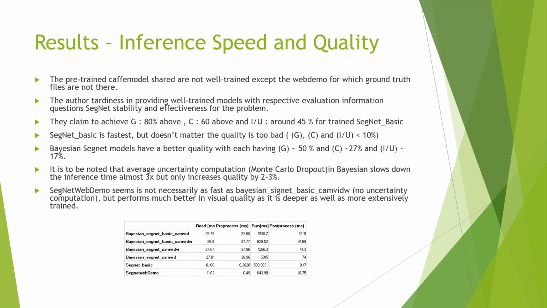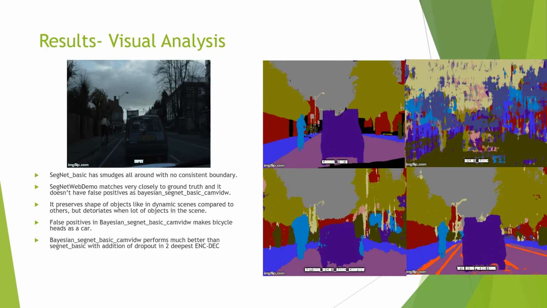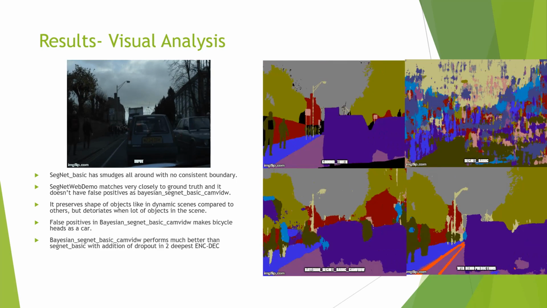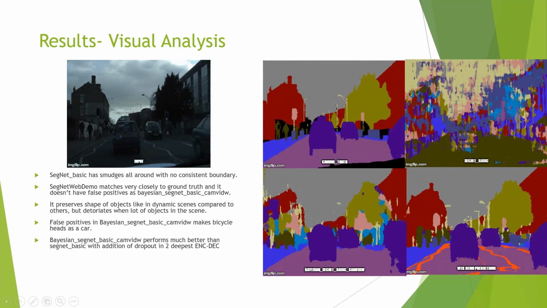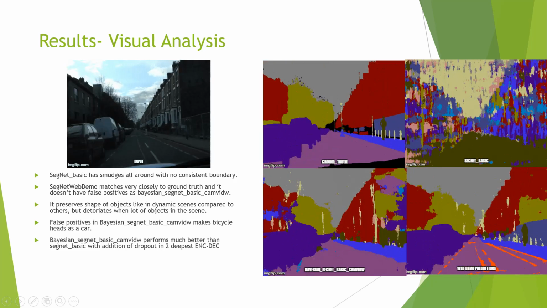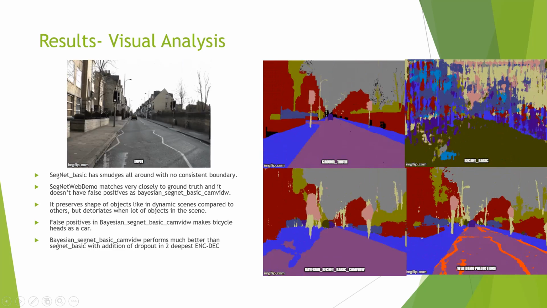The second one seems not necessarily as fast as the Bayesian SegNet, but it is a slightly shallow network that performs much better in image quality as it is deeper as well as more exponentially trained. These are comparisons that are shown between us. You can clearly see how much better this is than the Cambridge comparison. This is a shallow network, and the SegNet basic Cambridge is completely destroyed.